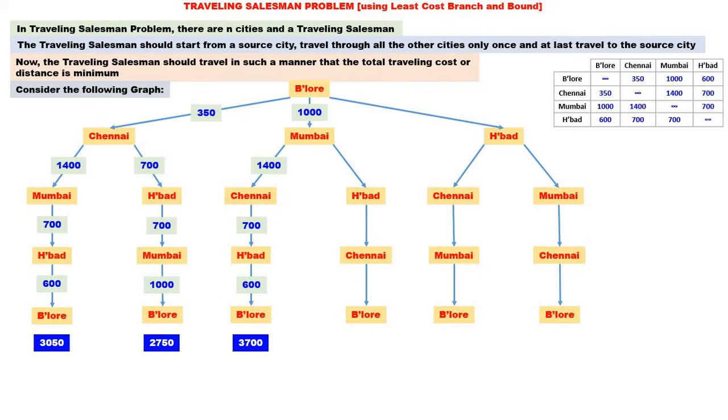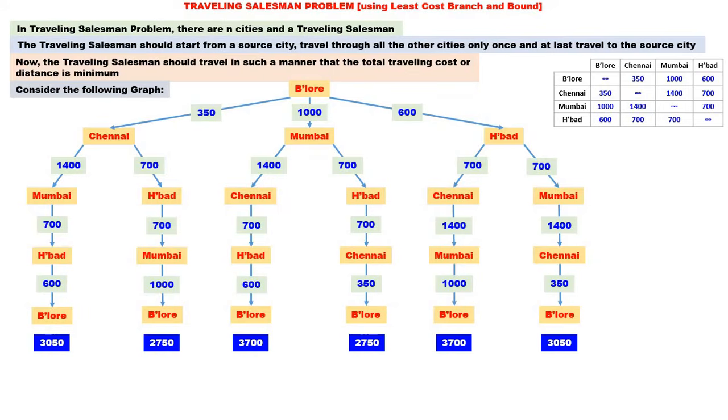You can just see the graph for the distances and compute the total distances also. Yes. Now, there are only 6 possibilities here. So we have found out the cost for all the 6 possibilities and the smallest among them is 2750, and there is one more solution with 2750.